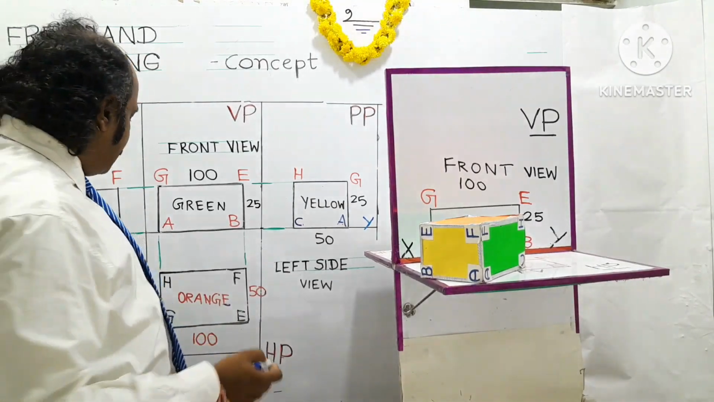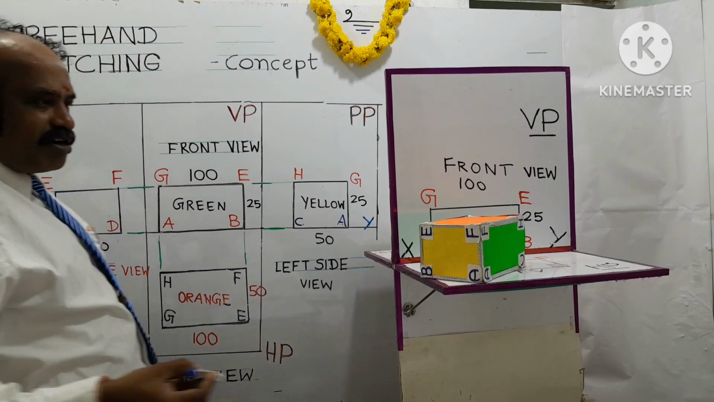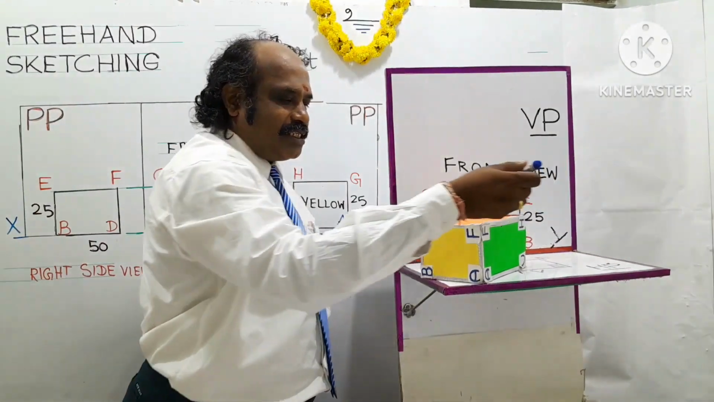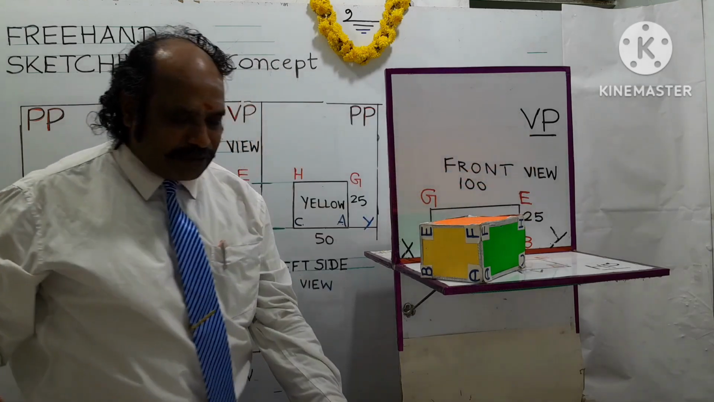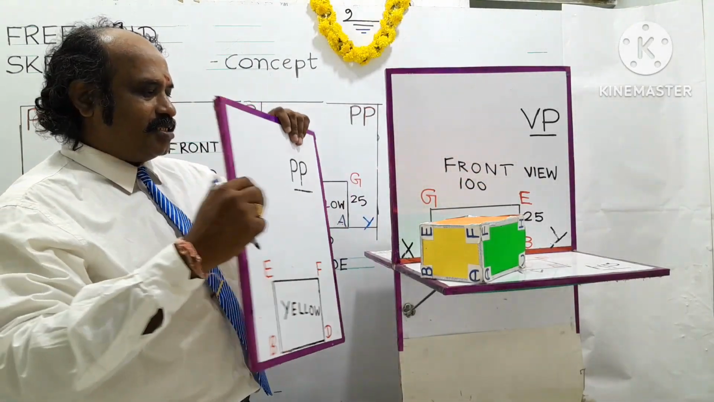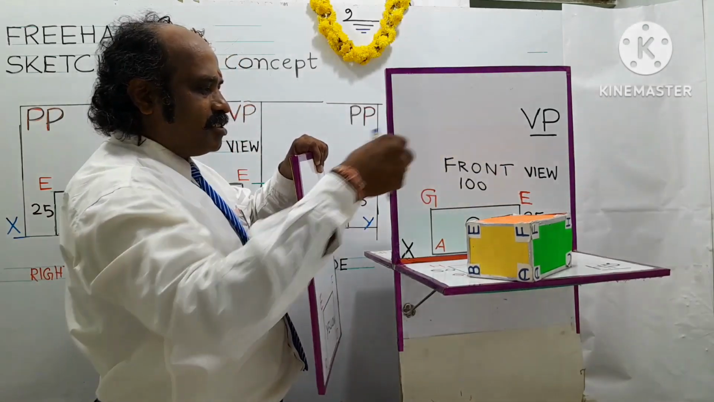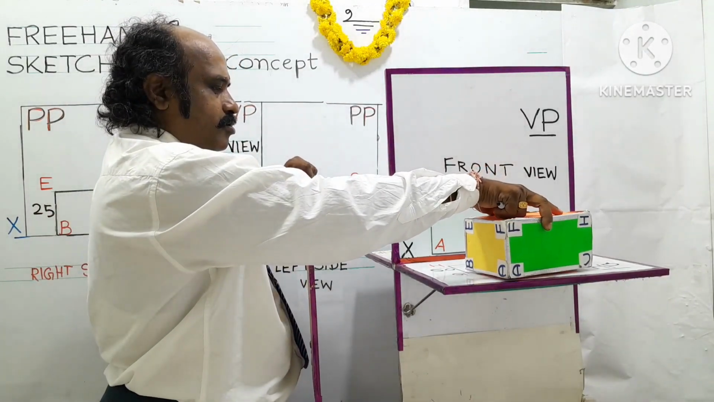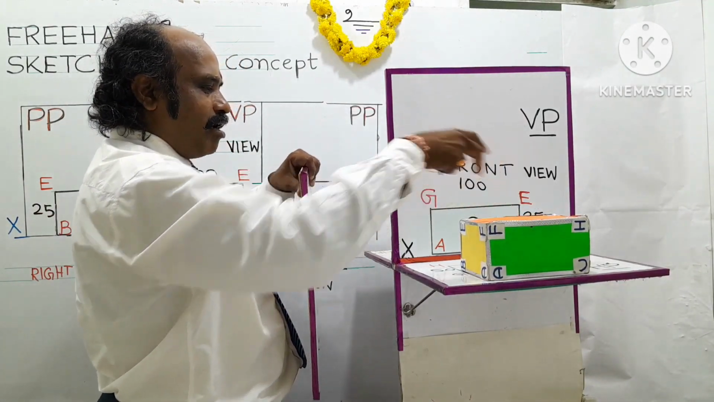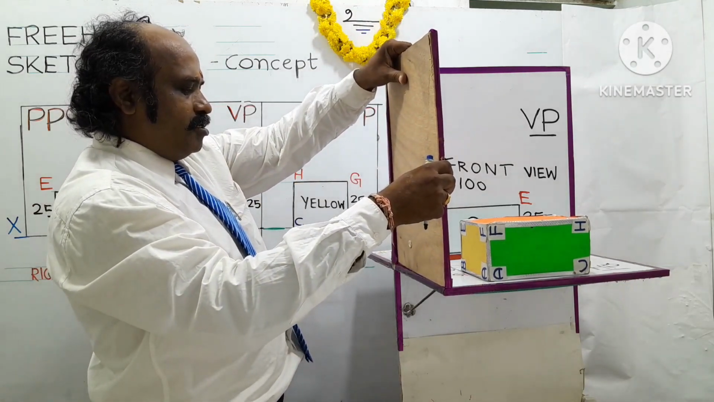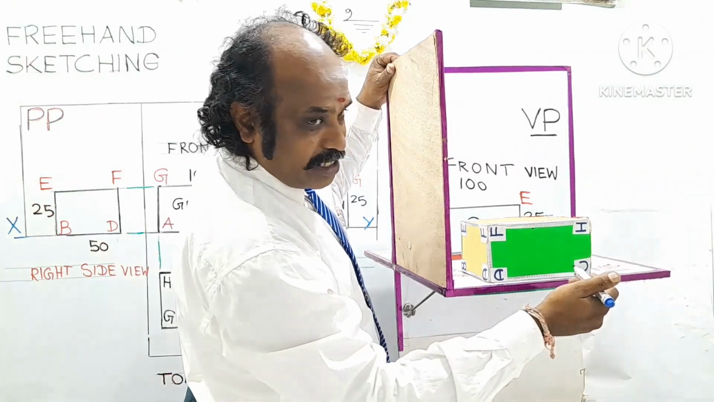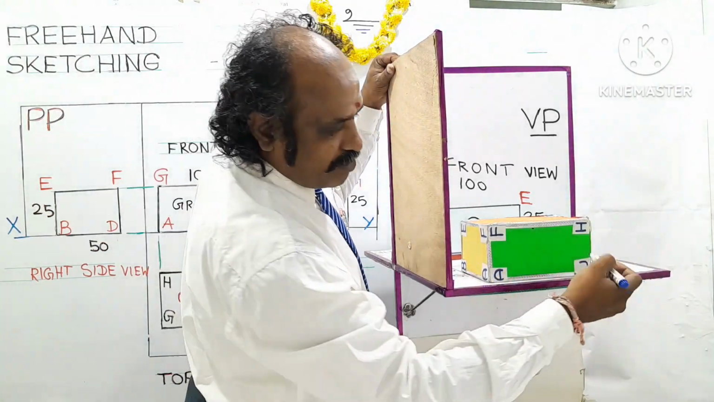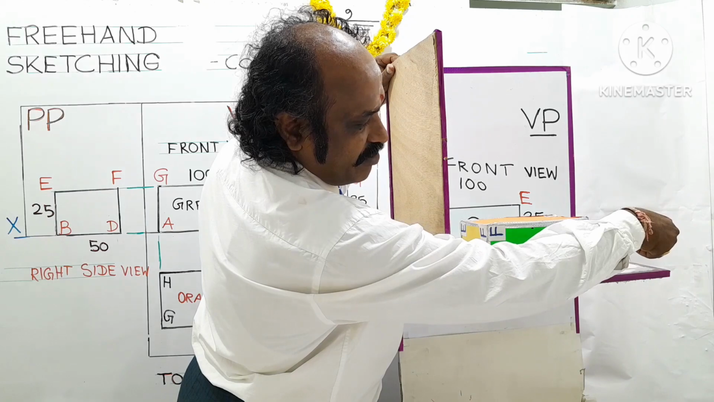Next, I'm going to draw the right side view. So for this front view direction, this is the right side view. This is the right side. So for that, I'm going to place a profile plane on the left side. I turned the object so that you can understand the concept clearly. Now after placing the profile plane, imagine the observer sees from the right hand side, the right side of the front view.